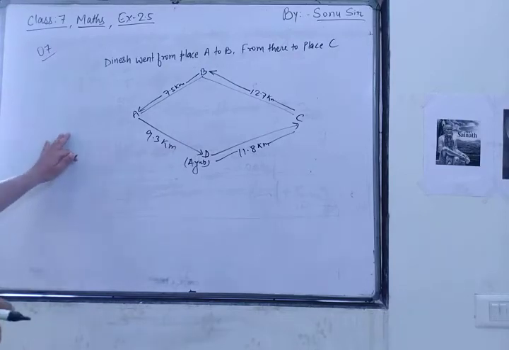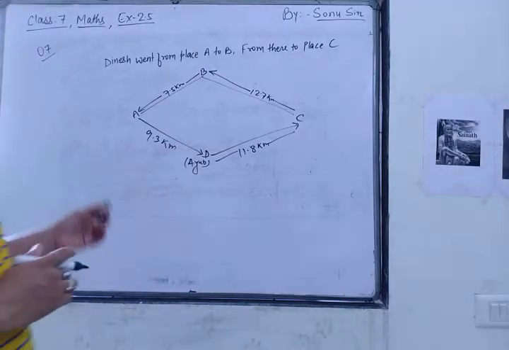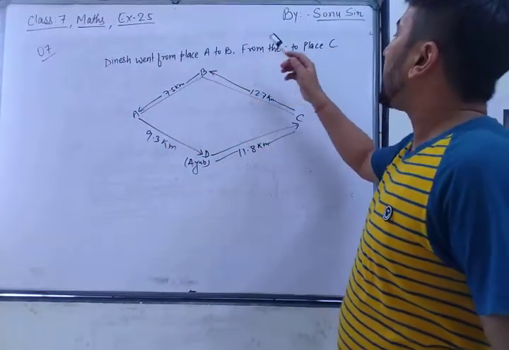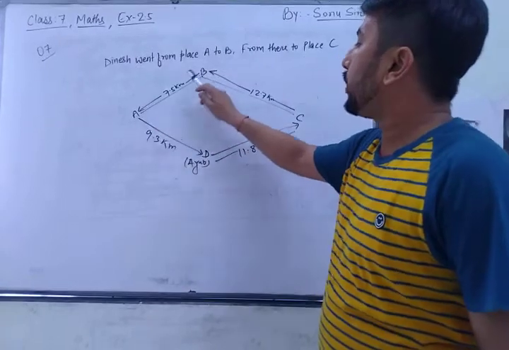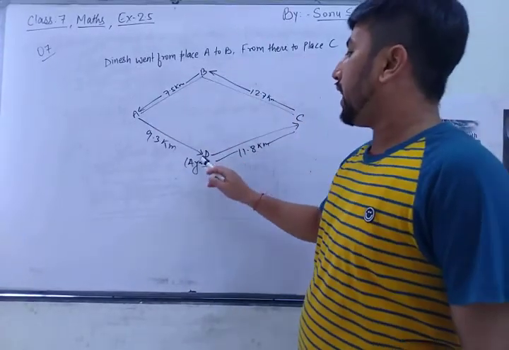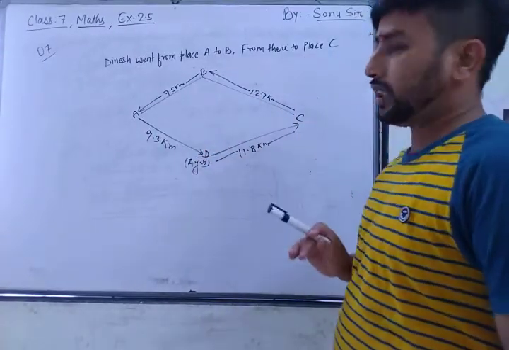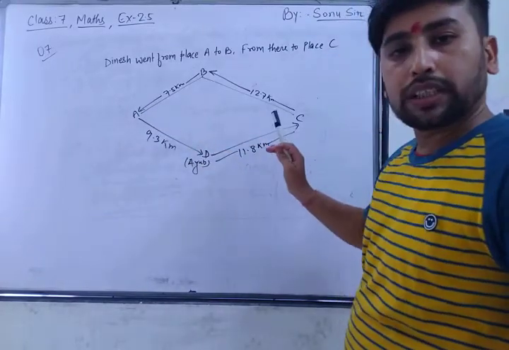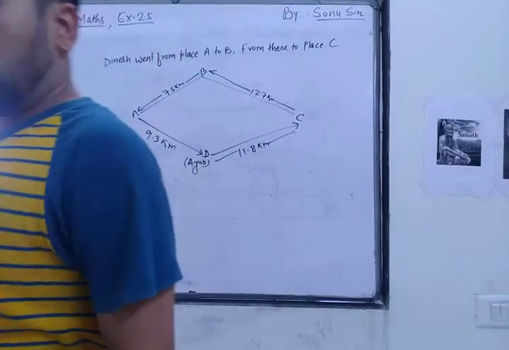Dinesh and Ayub. You can see here Dinesh went from place A to B and from there to place C. Means A to B, B to C. And Ayub went A to D and D to C. 2 students are there. Dinesh upper side, Ayub lower side. Got it? Now read the question very carefully.